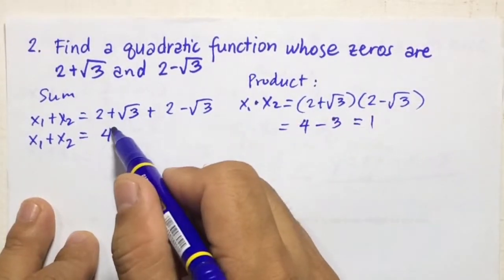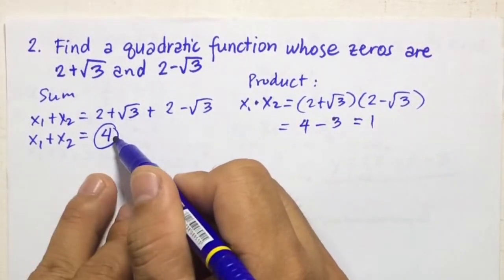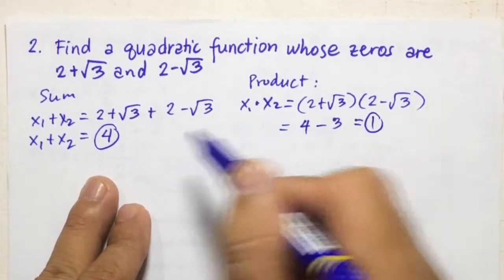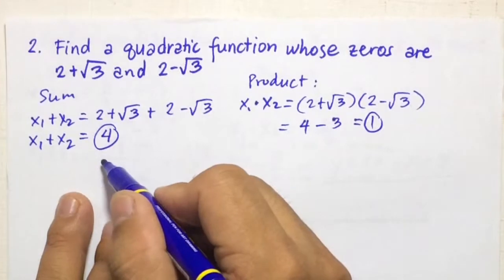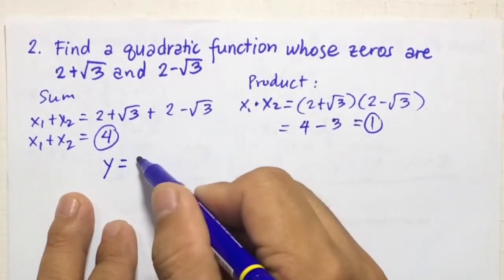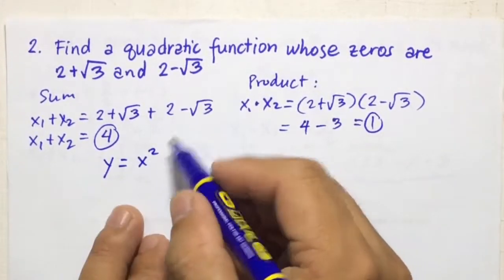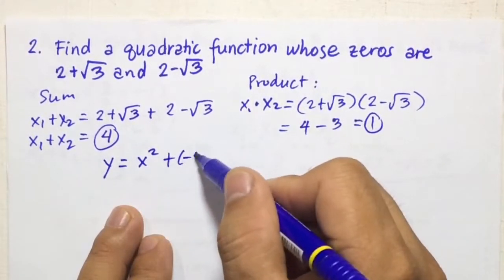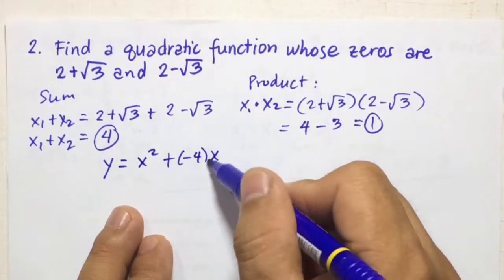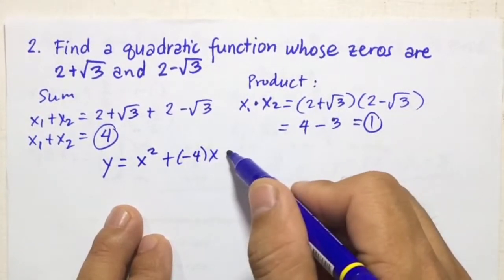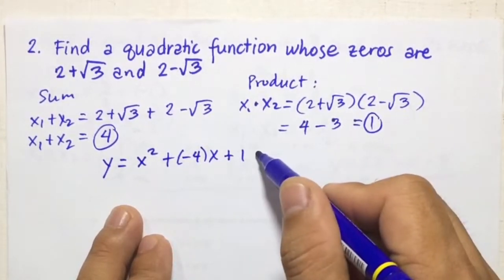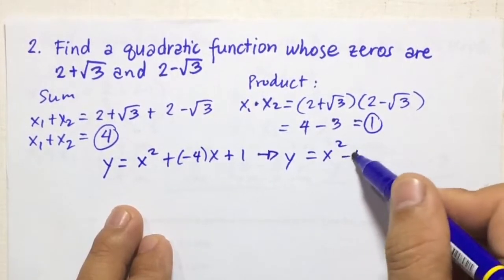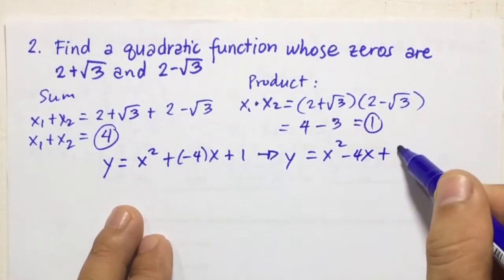So we're going to take the negative of this one. This will be the numerical coefficient of x. And this one will be the constant term. So the required function will be y equals x squared plus the negative of this one, negative 4x, then plus 1. And this is just same as y equals x squared minus 4x plus 1.